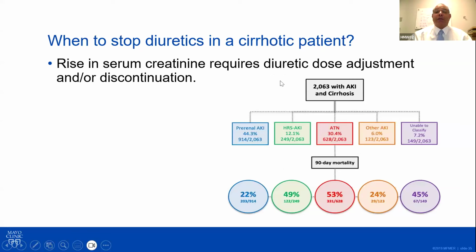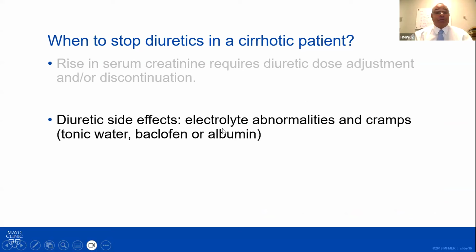What else to stop diuretics? When there is rising creatinine and acute kidney injury. We did a study looking at 2,000 cases in 10 centers who developed acute kidney injury and had hepatic cirrhosis. And they all got admitted in 2019 to a hospital for management of the acute kidney injury. The most common cause, 44% of the cases, was pre-renal AKI because of excessive diuretic use. So diuretics in cirrhosis are a double-edged sword. They will help you mobilize edema and get rid of the volume excess, but can cause acute kidney injury.